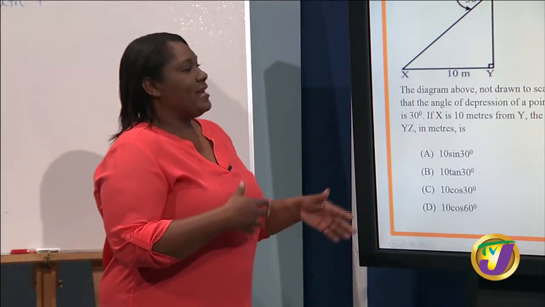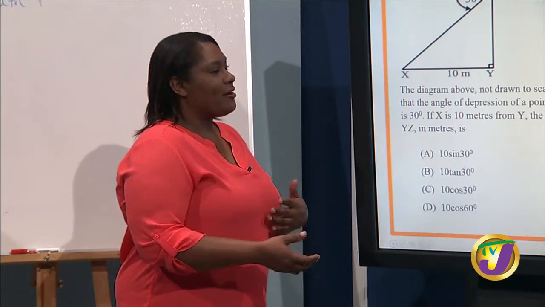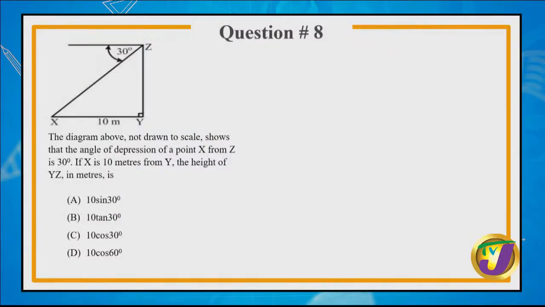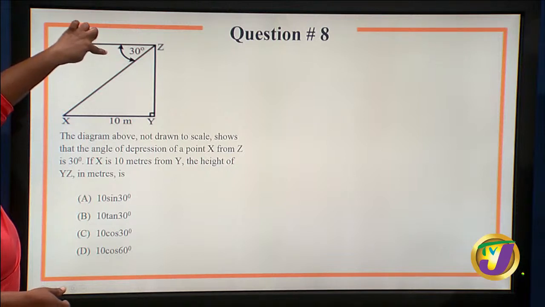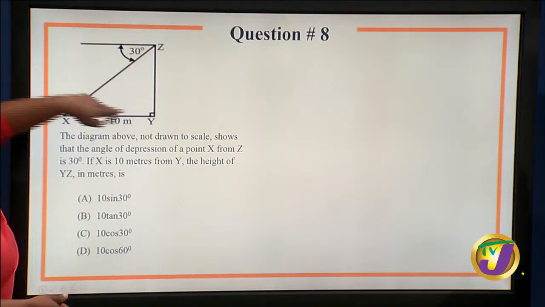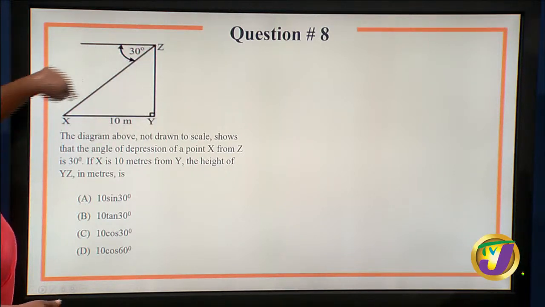So we can examine our diagram and highlight some information that we would have known from previous lessons with depression and fit that in there. Now, some information is given and we could complete the figure. We could have gone that route, but there are multiple solution pathways. So if this angle here is 30 degrees, then we can see alternate angles being formed.